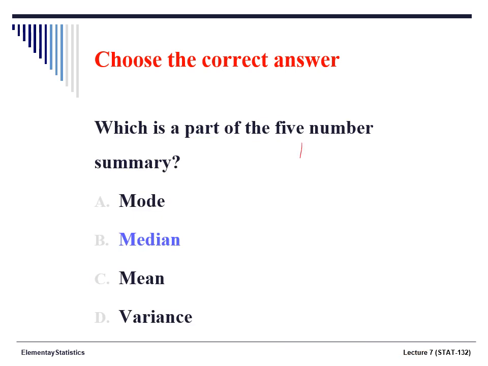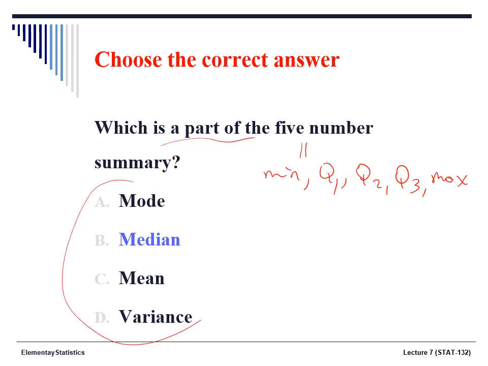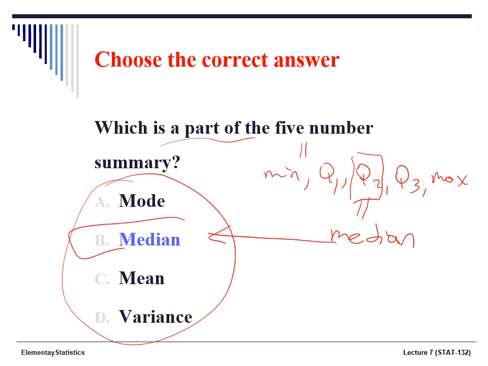So remember the 5-number summary, it was the minimum, then Q1, then Q2, Q sub 3, and then the maximum. Now, which one is a part of it? Do you see any of them here? We don't see them in Q notation, but we know that the other name for Q2 is just the median. So the median is a part of the 5-number summary.